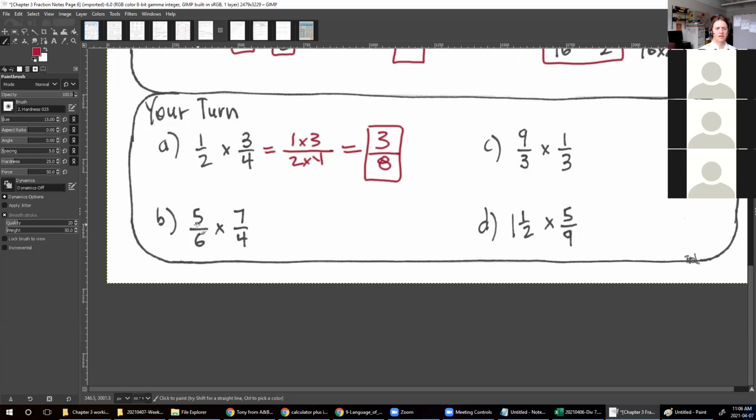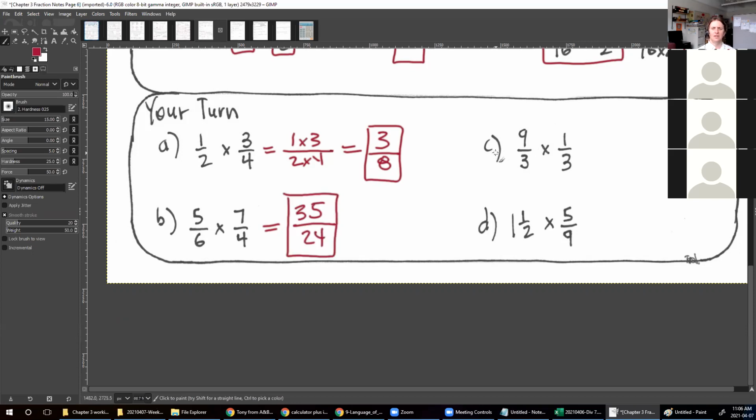Let's do number B. When you're multiplying them, you multiply the tops. So 5 times 7 is 35. And on the bottom, you multiply the bottom numbers, the denominator. 6 times 4 is 24. Done.